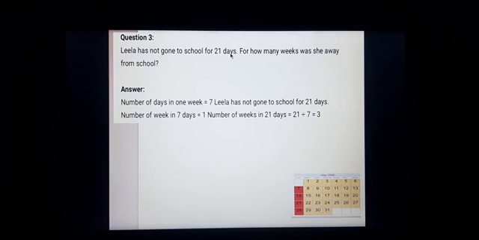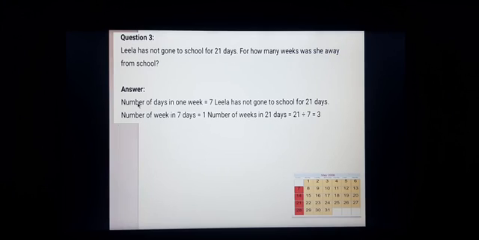So for 21 days she has not gone to school. They are asking you to give the answer in weeks. As we already know, how many days are there in 1 week? 7 are there. You can see there, from Sunday to Saturday: 1, 2, 3, 4, 5, 6, 7. You know that. So 1 week is 7 days. So 21 days means how many weeks is required?